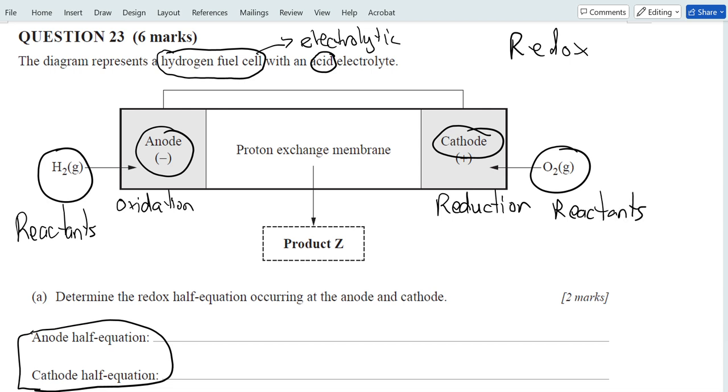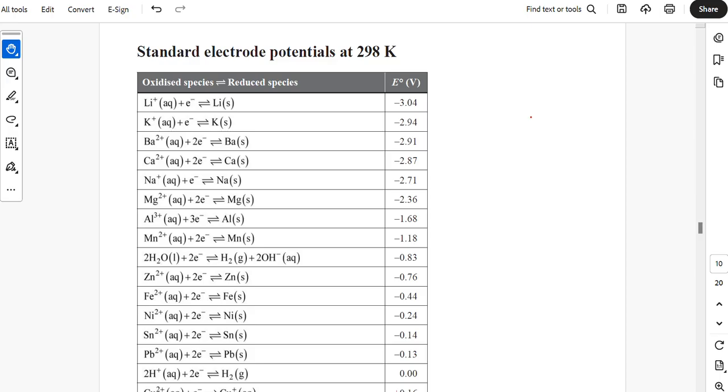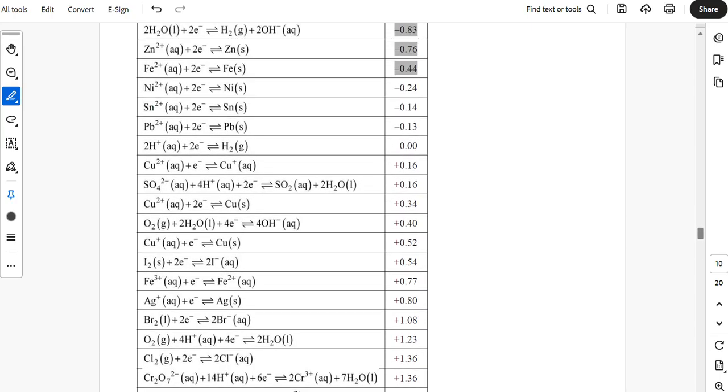Straight away, I can go down here with my anode. I know my anode is oxidation, and I'm going to start with hydrogen gas. I go to my cathode, and I'm going to start with oxygen gas. Now you're going to use your data booklet. We want H2 and oxygen gas, but what we want to look for is the one that has the acid. That was the important thing.